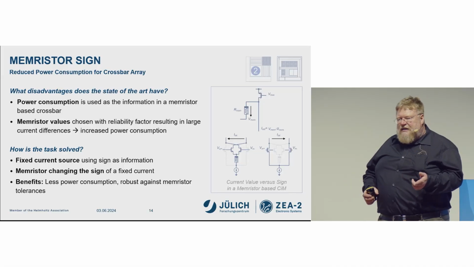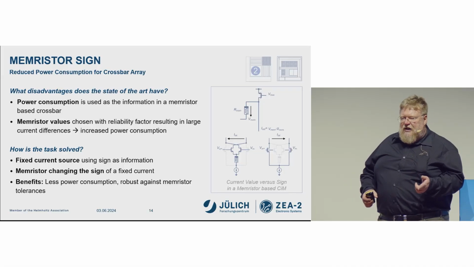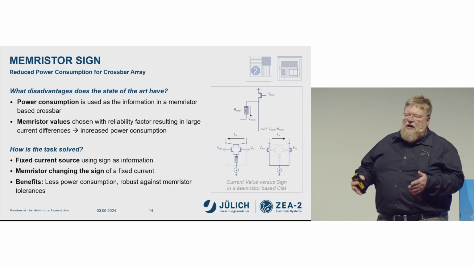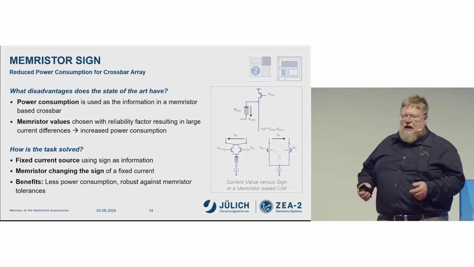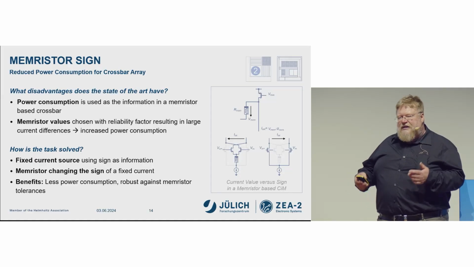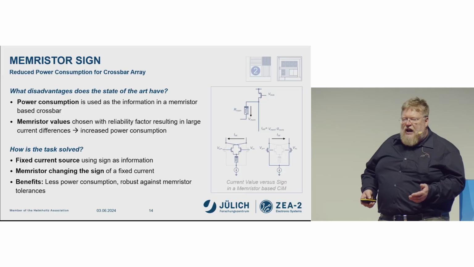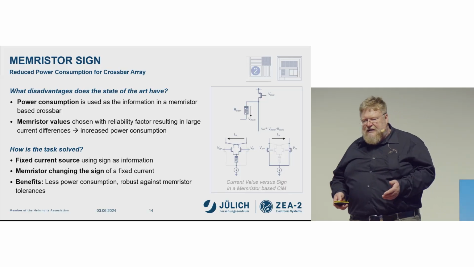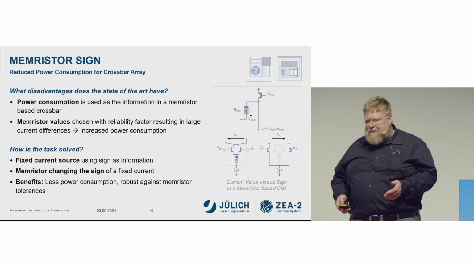But if you only take this lower circuitry, instead of changing the current value itself, you always take the same current value by adding a current source underneath the circuitry, and you just change the direction where the current goes with the help of the memristor. So it's less power consumption, and it's far more robust against memristor tolerances.